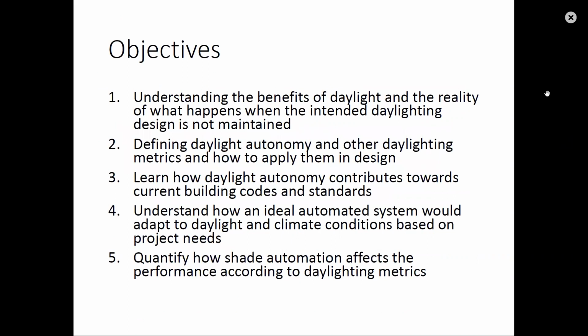So understand the benefits of daylight and the reality of what happens when the intended daylighting design is not properly maintained. We're going to define daylight autonomy and other daylighting metrics and how to apply them in your designs. And then we're going to learn how daylight autonomy contributes toward current building codes and standards. And then we're going to understand how an ideal automated system would adapt to daylight and climate conditions based on project needs. And lastly, we're going to quantify how shade automation affects the performance according to these daylighting metrics.